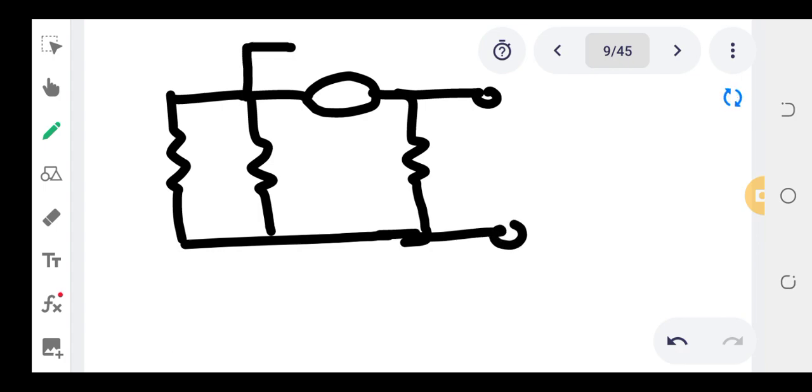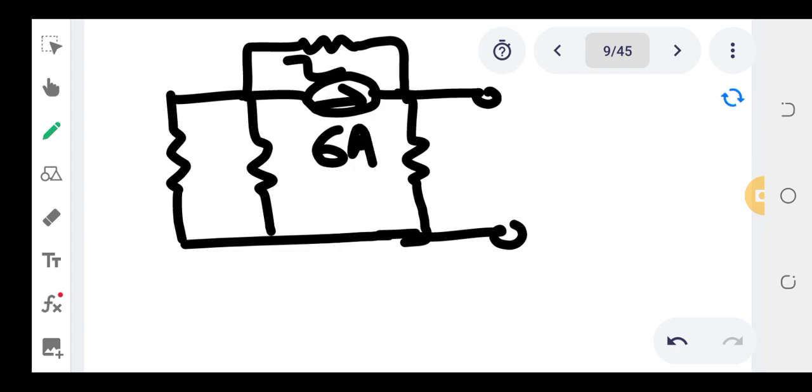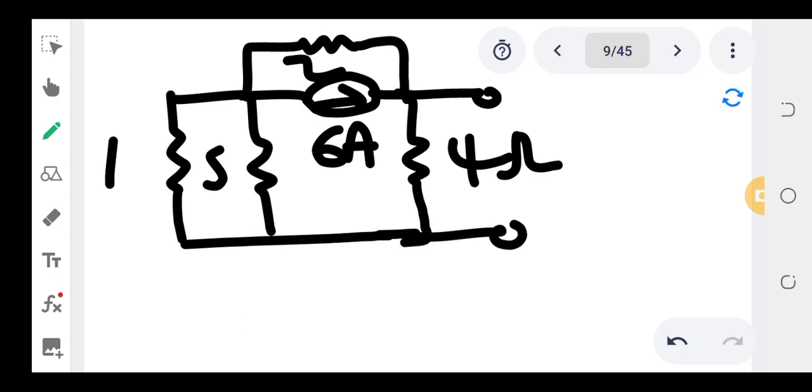So this is the 2 ohms resistor. We have got the 6 amp source here. Then we have got the 4 ohms resistor there. Then this is 5. This is the 10 ohms resistor. So again, we are looking for V1 and V2 when the 6 amps is working.